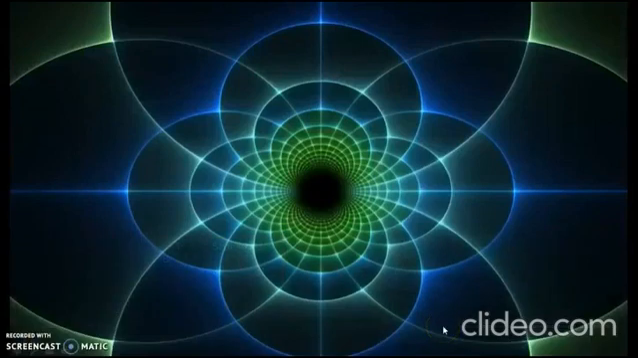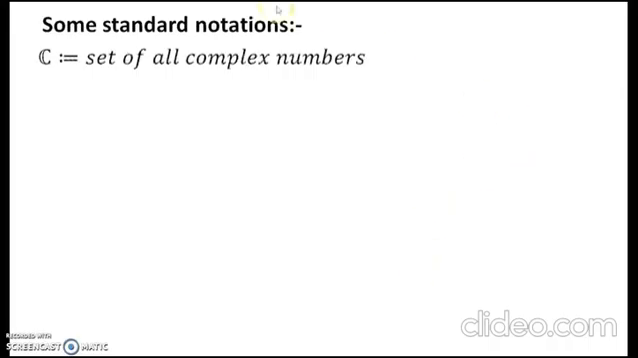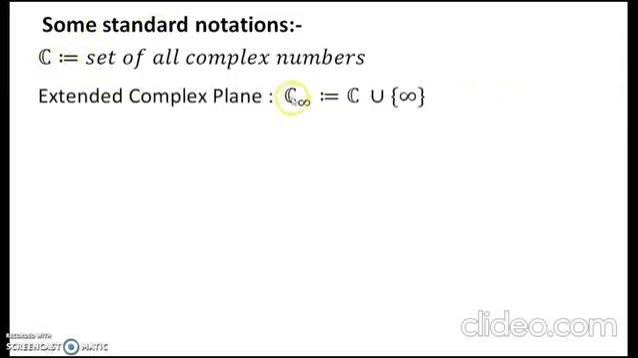Hi everyone. Here we are going to discuss bilinear transformation. Some standard notation: C is the set of all complex numbers. C with suffix infinity can be written as C union the point at infinity.